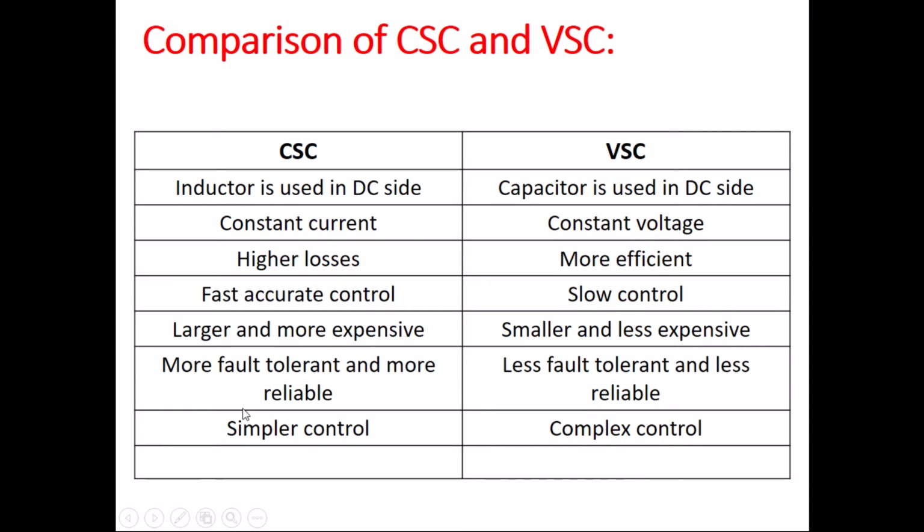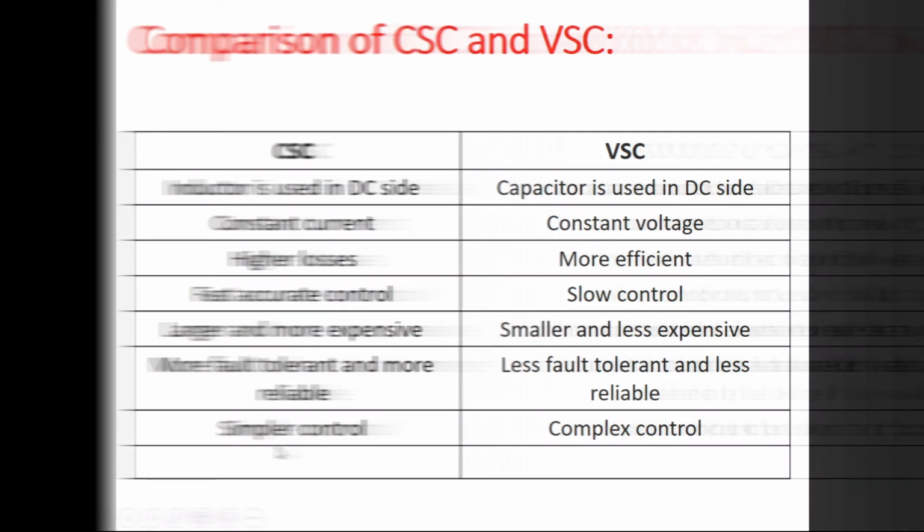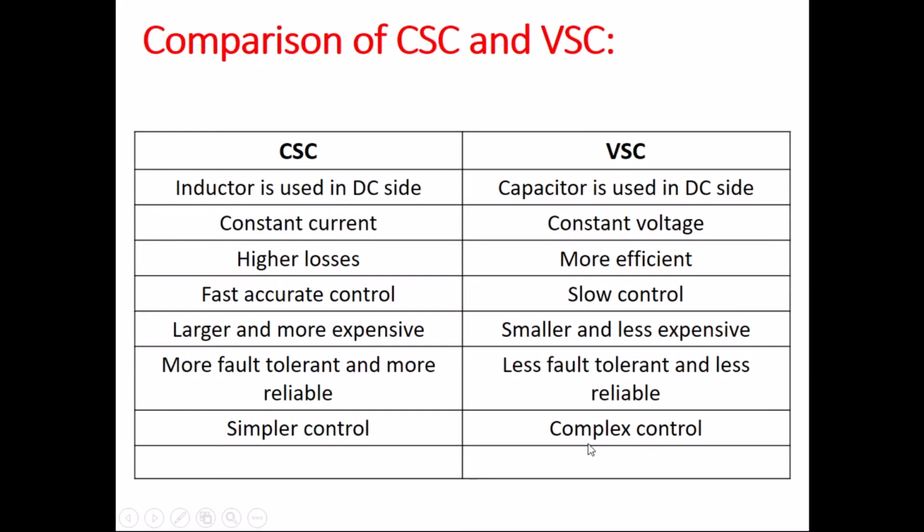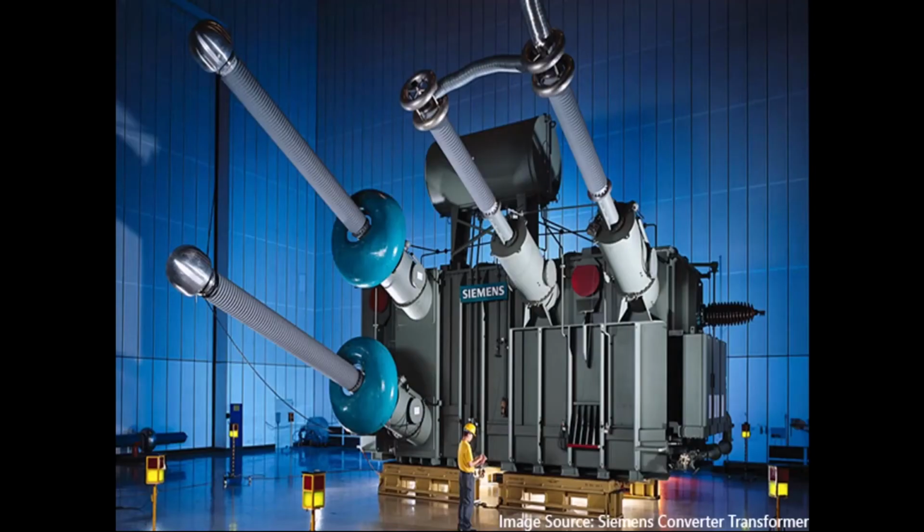CSC is more fault tolerant and more reliable, because of the inductor we use in series with the supply. If any fault happens on the supply side, this reactor can limit the fault current up to a reasonable limit. That's why it is more fault tolerant than the VSC. And control of the CSC is simple as compared to the VSC, and for this reason we generally prefer to use the CSC in the HVDC system.